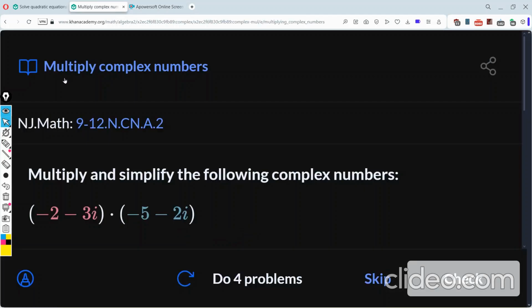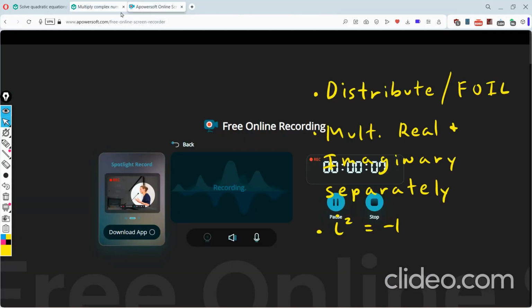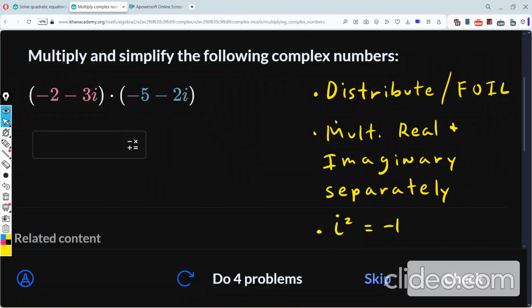This will be for the exercise, multiply complex numbers. All right, so for these problems, you want to either distribute or use FOIL. Okay, you want to multiply the real and imaginary numbers separately. You'll see what I mean by that in a minute. And you want to remember that i squared is -1. So wherever you get an i squared, you replace it with -1.